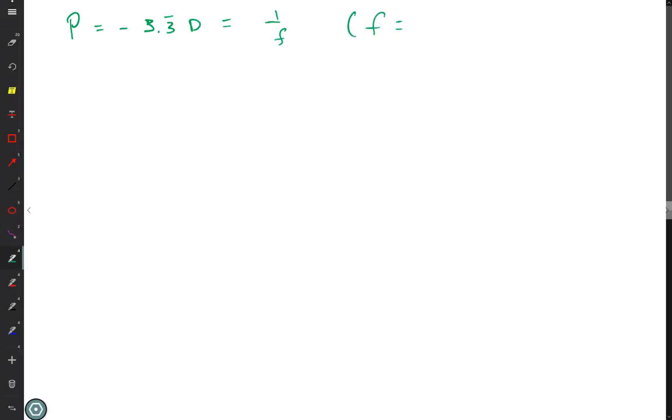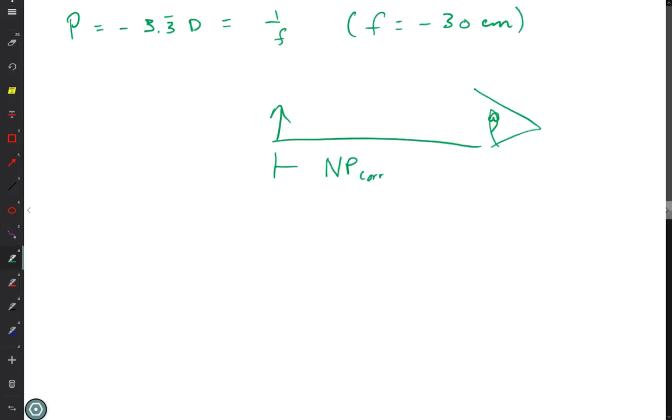Okay, so we had the power of the lens equal to minus 3.3 repeating diopters. So the focal length was minus 30 centimeters. And so if I put an object at her now new far point, or not far point, near point. So her near point corrected, then where's the image going to be?